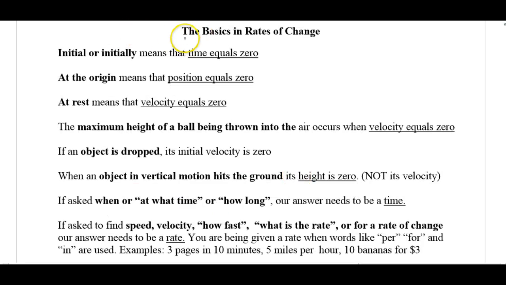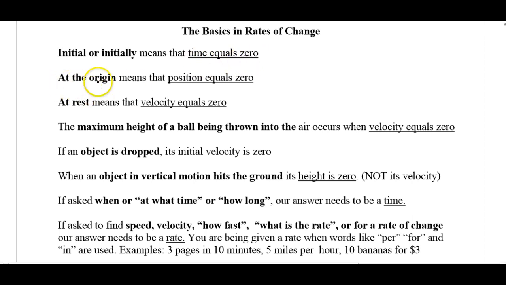Alright, so what I wanted to do now is compile a list of the basics in rates of change. So sometimes students don't have an intuition for a lot of these concepts, and if you've seen physics before, then that's going to give you a little bit of a foundation for this, but otherwise it's just important to know what each of these keywords means. So if you see the word initial or initially, that translates to time being equal to 0. So if you think about initially, it means the start of something. So that would mean that we're going to let time, t, equal 0.